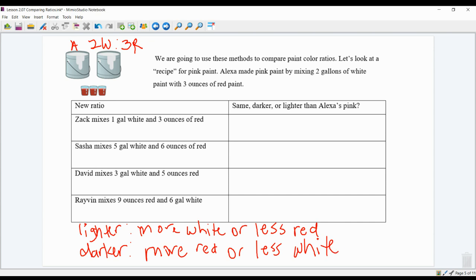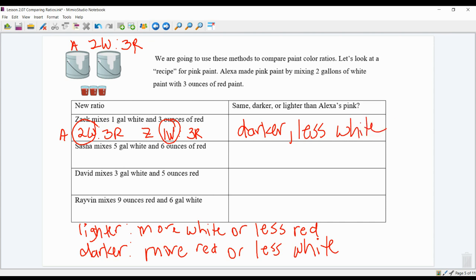Okay, so now when I start out with Zach's mix, I'm going to put here Z for Zach, 1 gallon of white to 3 ounces of red. And Alexa's mixture is 2 gallons of white to 3 red. And I want you to notice that the red is the same. So I can now circle what's different is the white. Zach has less white. So when I look down here at my key, I go, oh yeah, less white means it's a darker color. So I'm going to put darker in this row. So his mixture is darker because there is less white.